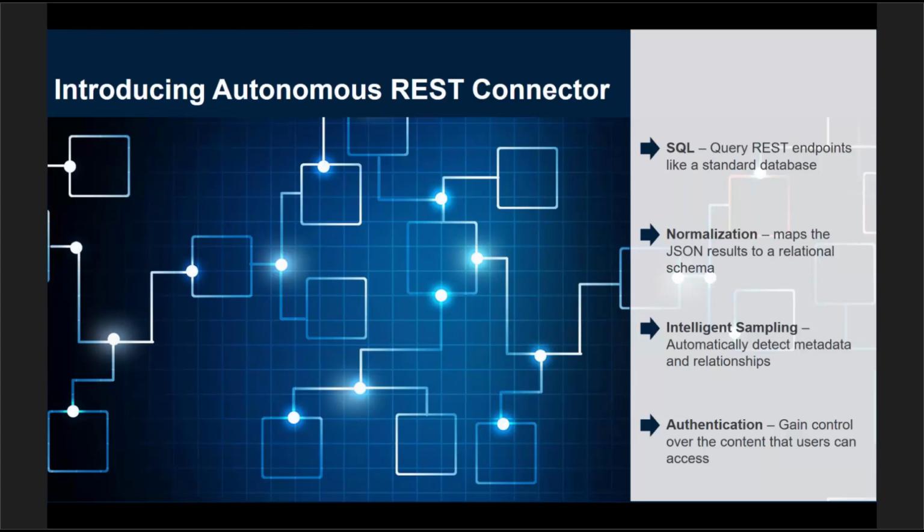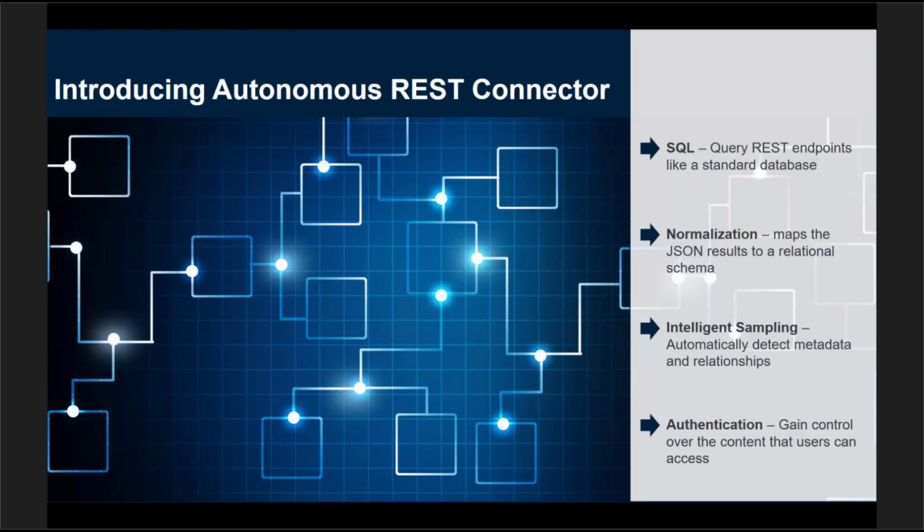First is SQL access. This product's going to allow you to query REST API endpoints just like a standard database. Two, the ability to normalize the JSON results based on your specific relational schema. Three, what we're calling our secret sauce, intelligent sampling, which automatically interprets the metadata and infers the correct relationships. And that's where the Autonomous REST Connector comes from. And then finally, authentication. Now you have control over which data certain users have access to. It isn't simply everybody has access to it or nobody has access to it. Autonomous REST Connector saves you the time and the resources necessary to build and maintain those custom connectors.